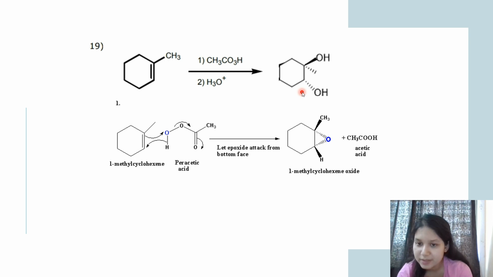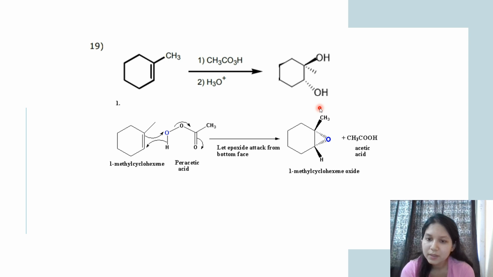Obviously this will be a racemic one. You can also write the below-plane substituents above the plane and change the stereochemistry of this hydroxyl to below the plane. Like the enantiomer also you can write, which will also be correct.